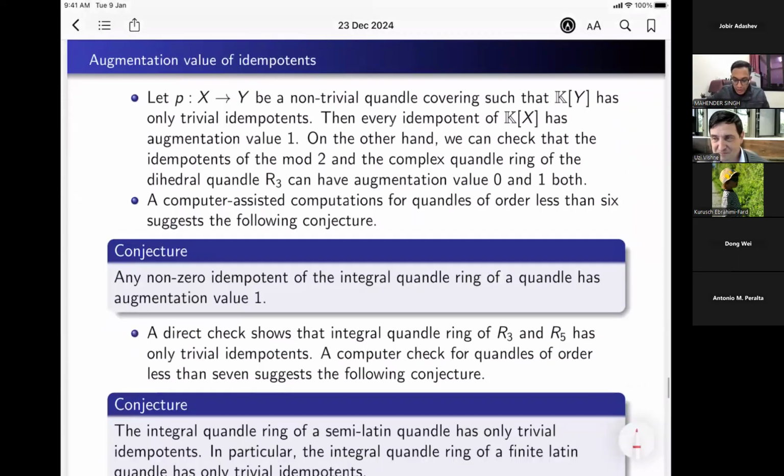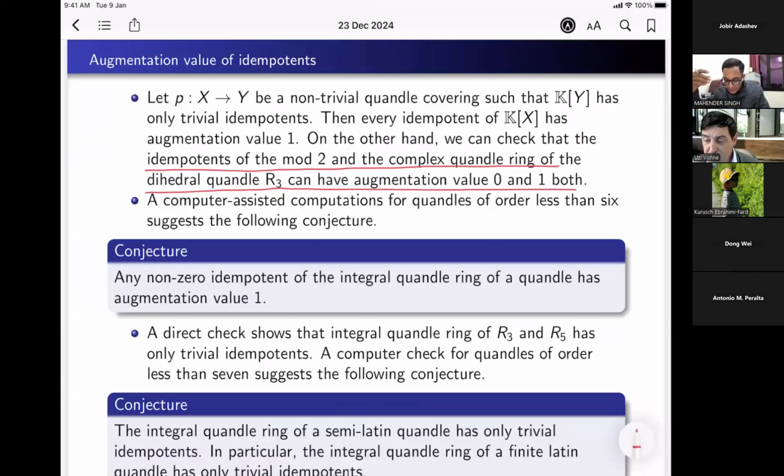Now, what can you say about the augmentation value of an idempotent? As we observed, the augmentation value of any idempotent is 0 or 1. We did some computational checks, and one can actually construct examples of quandle rings, let's say over the field of characteristic 2, or the complex quandle ring of the dihedral quandle R_3, that can have augmentation value both 0 and 1. One can actually cook up examples. If I had time, I could have shown you the table. But if you work over the integers, there is a strong restriction.